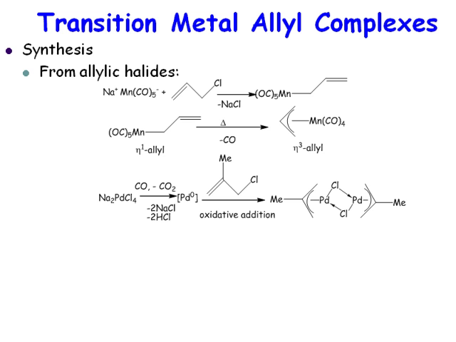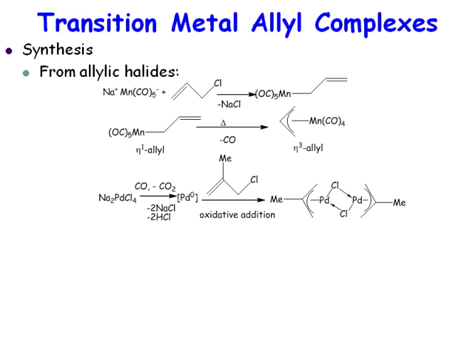How do we make them? Well, there are lots of different ways. You can use a metathesis-like route. What we're doing here is we're reacting a manganese pentacarbonyl anion, which is clearly a nucleophile, with an electrophilic organic reagent here, so an allyl chloride species. What happens then is you produce a metal alkyl, essentially.